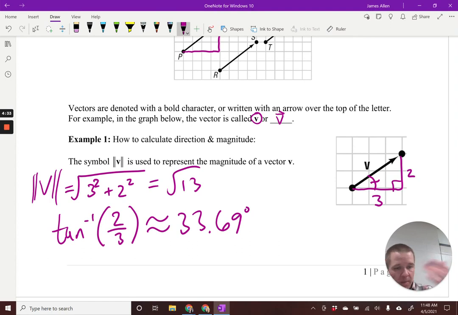All right. So we got our magnitude of root 13. We have our direction of 33.69 degrees. Lovely. So Pythagorean theorem, inverse tangent, those are your two friends for direction and magnitude.